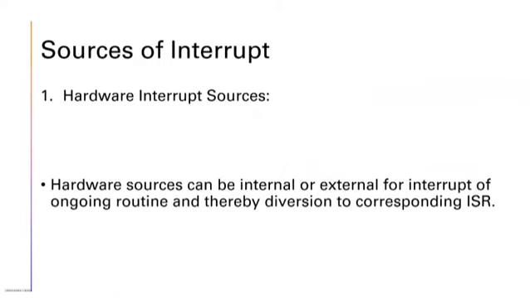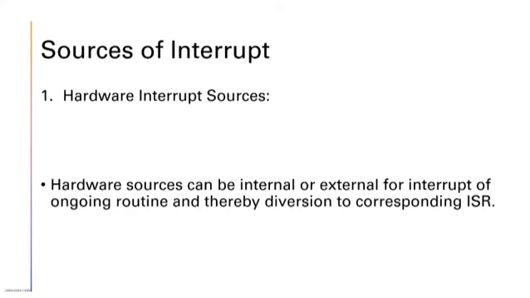Okay, next let us see the sources of interrupt. You can broadly classify the sources of interrupt as two categories: hardware interrupt and software interrupt. Normally we say the software interrupts as exceptions. Hardware driven interrupts are only called as interrupts, but the software driven interrupts normally we call it as exceptions.